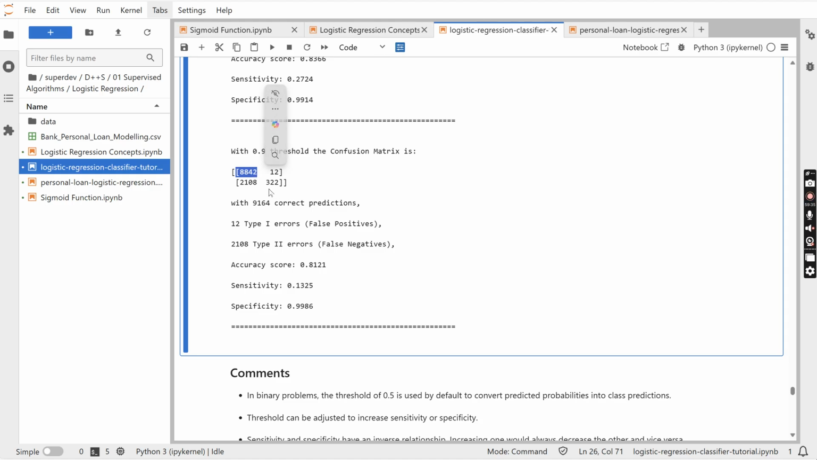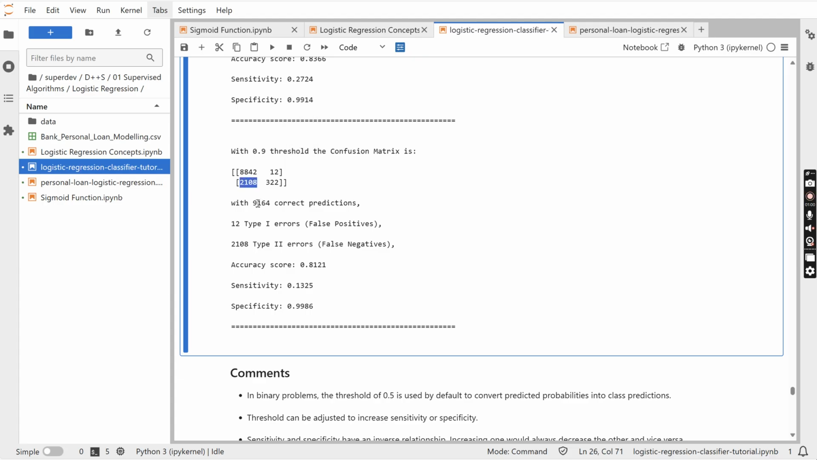see, 8,842 and 322 were correctly identified by the model. That means 322 people who are not criminals have been identified as not criminals. 8,842 people who are criminals have been identified as criminals. Only 12 people who are not criminals were identified as criminals. I hope I'm not confusing you by repeating very similar sentences. Are you getting confused or are you following me? You're following? Okay, very good.